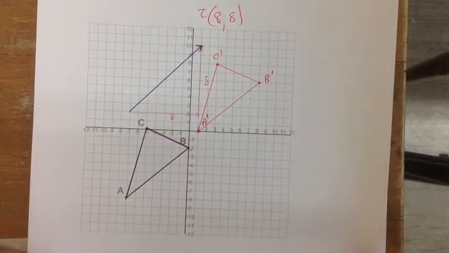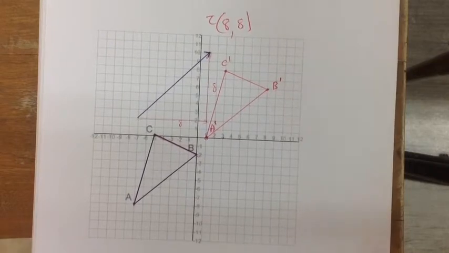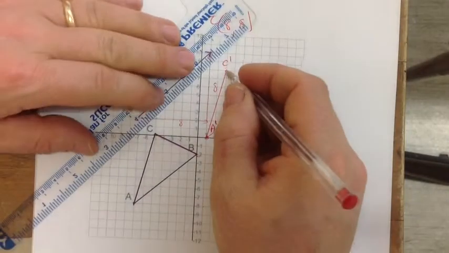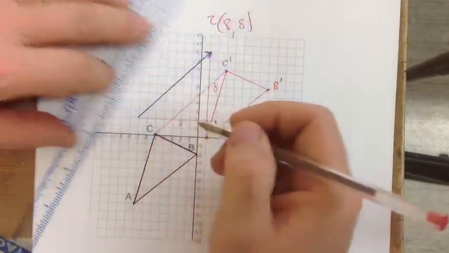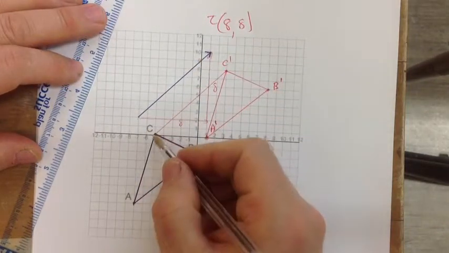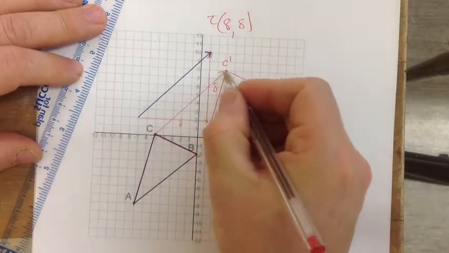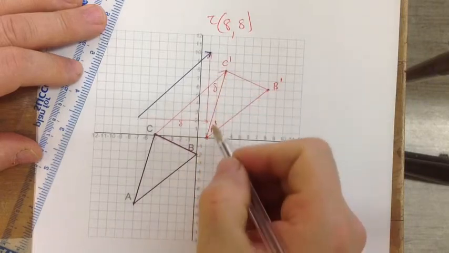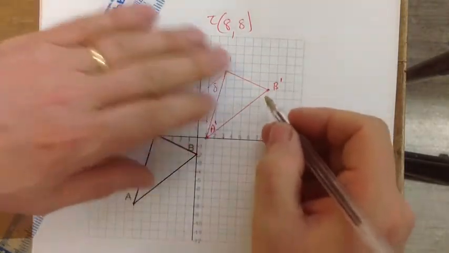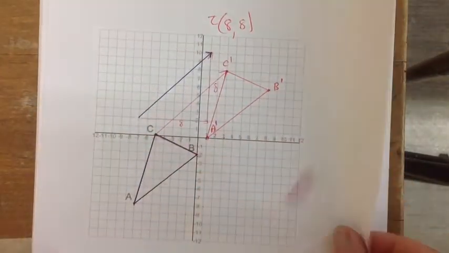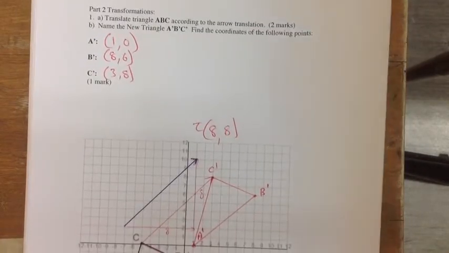Okay, that's question 2. Notice that if you draw a line from C to C prime, it's parallel to your arrow. And in fact, if you draw from C to C prime, it's the same length as your arrow. And if you put a little arrowhead, it's the same arrow. Same with B, same with A. Okay, that's it for question 1 for transformations.